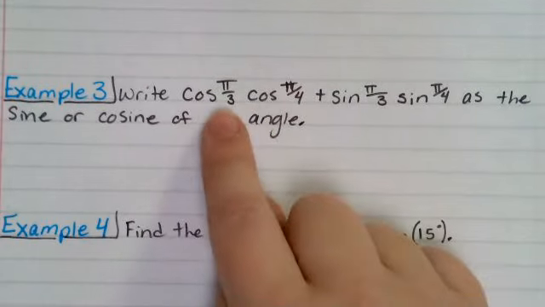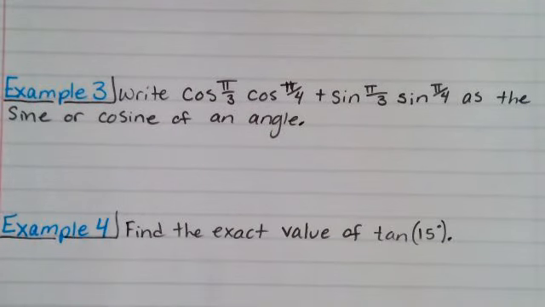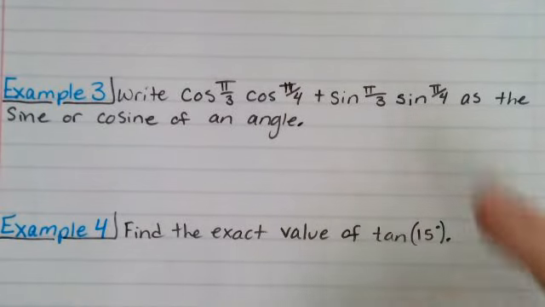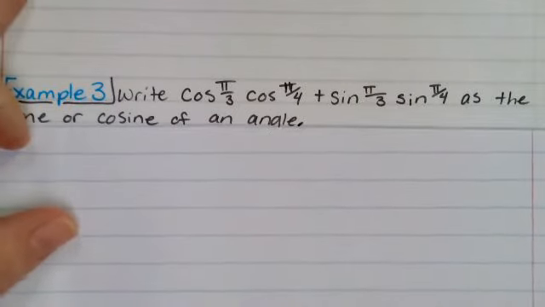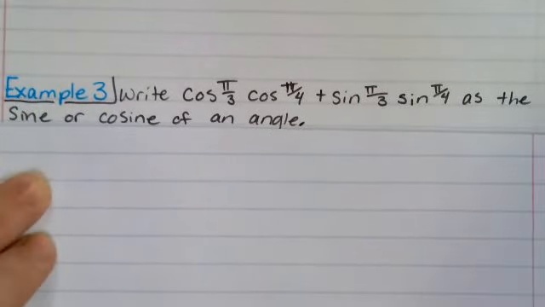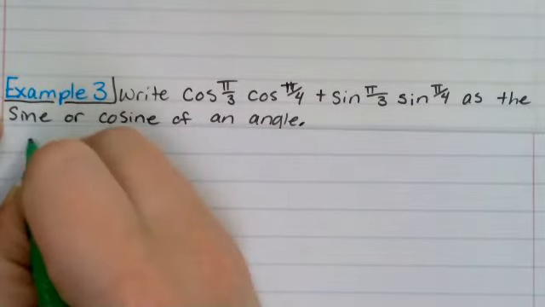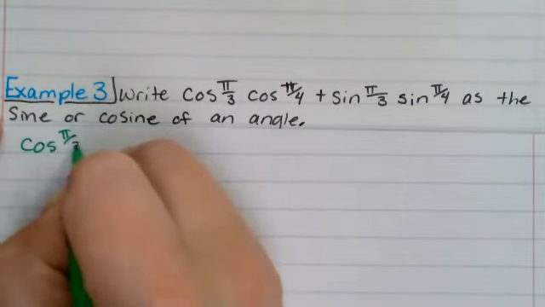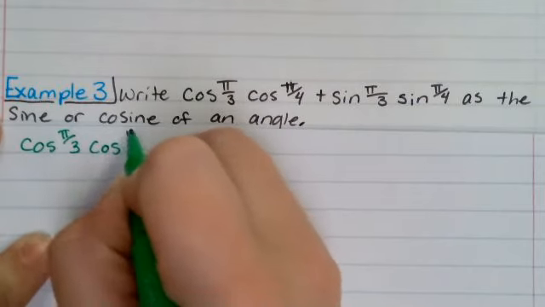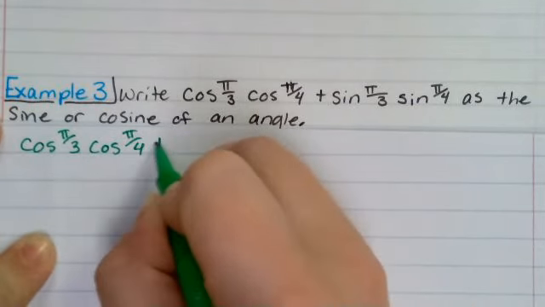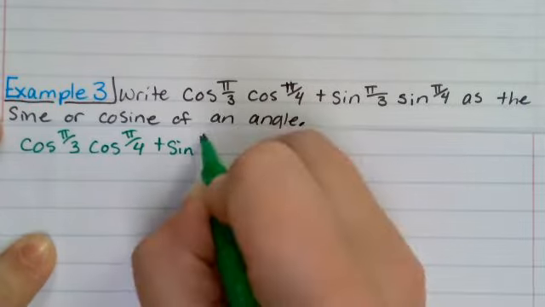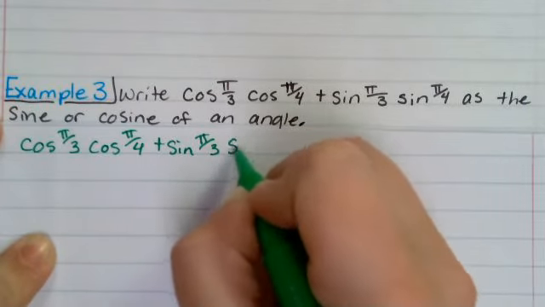So they're saying that once they plugged values into their sum or difference identity, it turned into this. I'm going to work backwards. I'm going to start out with that, and then we're going to simplify ourselves down. So I'm starting out with cosine pi over 3 cosine pi over 4 plus sine pi over 3 sine pi over 4.